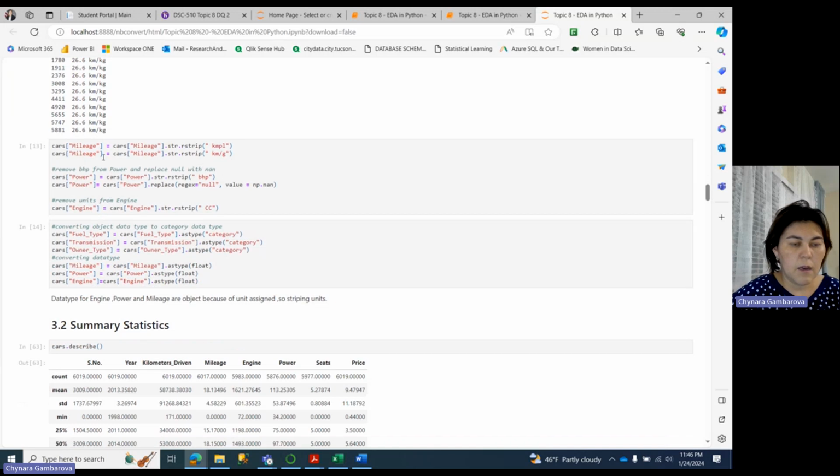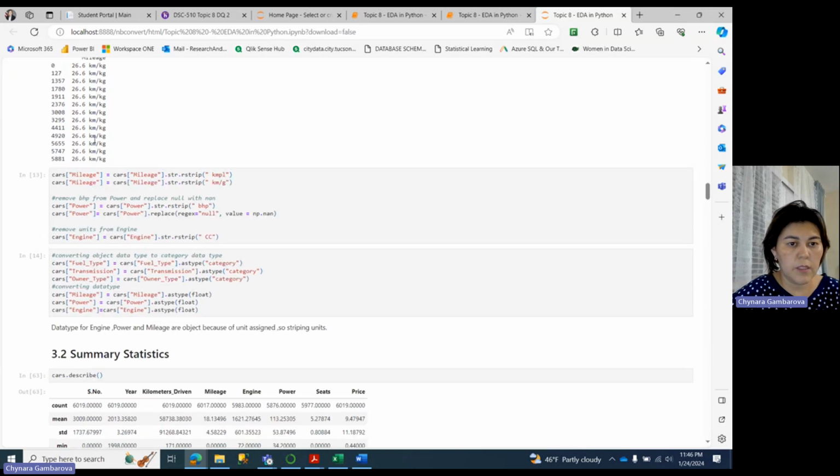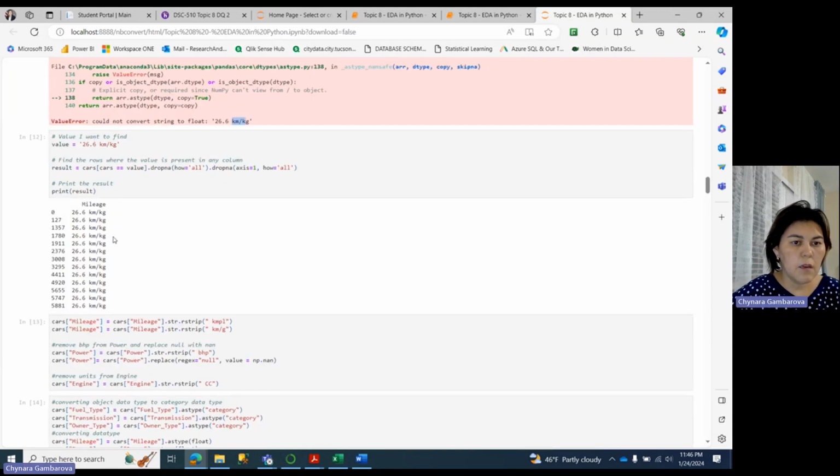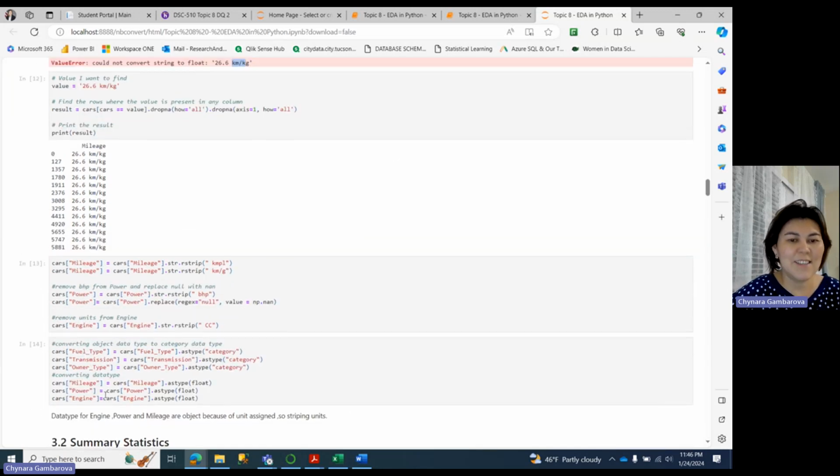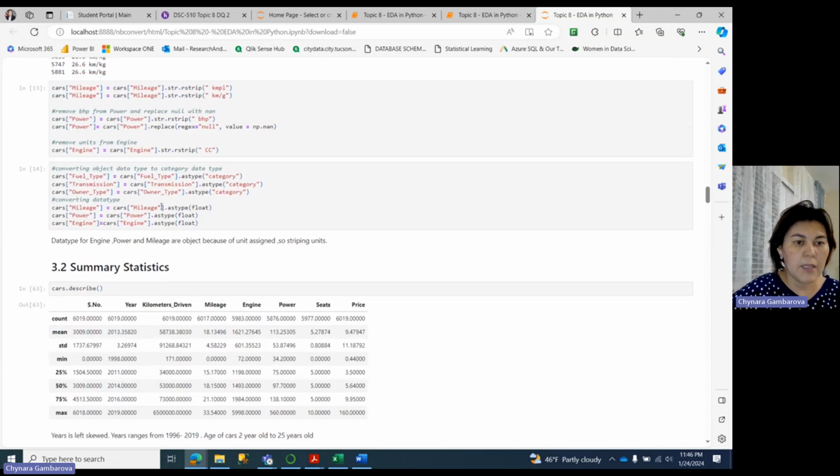And then I am removing these values from this string. I also had more errors indicating that we have PHP in power and CC extension in engine. I didn't include those errors, but I removed them. And then I was able to change the data type, as you can see.